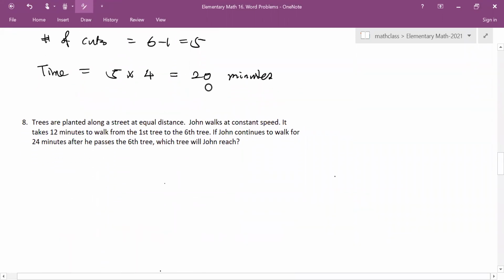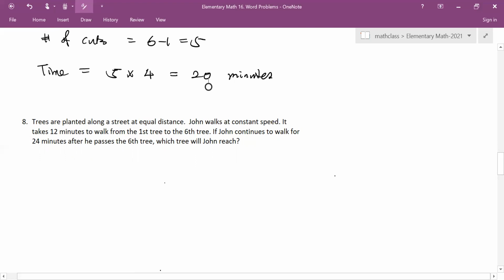All right, so the next problem. Trees are planted along a street at equal distance. Joe walks at a constant speed. It takes 12 minutes to walk from the first tree to the 6th tree. So from here, you can figure out speed, right? You know how many trees he's passed. Okay, so you figure out speed. So if Joe continues to walk for 24 minutes after he passes the 6 trees, which tree will Joe reach?